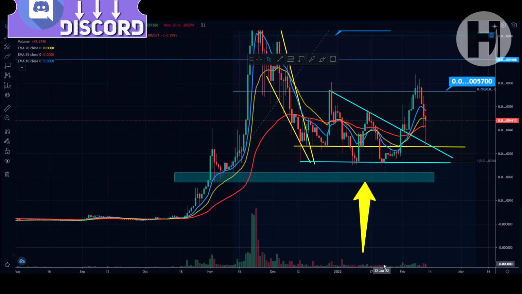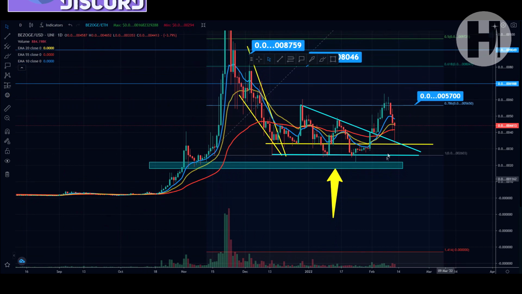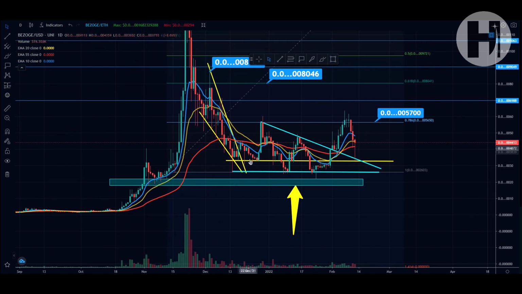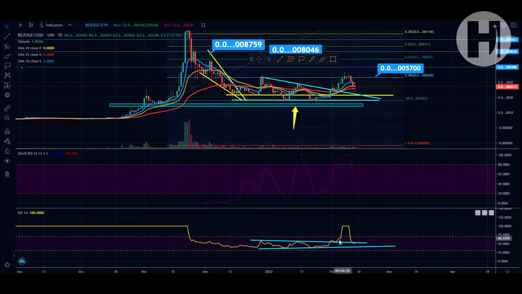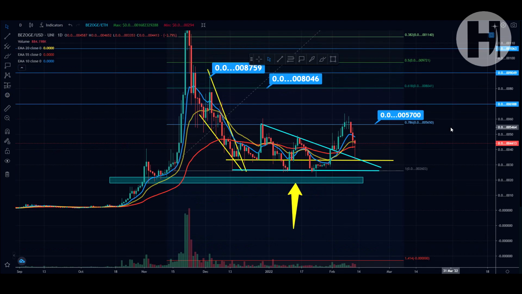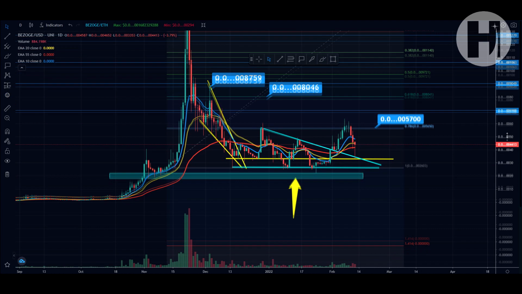So overall, yeah, this is what Bezoge is doing right now. It is holding up very nicely compared to all the other altcoins that have gone down 90%. It really didn't pull back down that much, but as you can see on the stochastic and on the daily RSI, you got into the overbought. So this was a great take profit zone for all of you who bought in at these support levels that I was giving you multiple weeks ago. So hopefully you did that if you were looking to take profits, obviously.